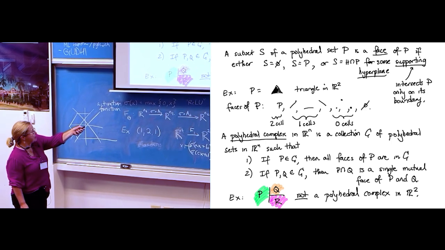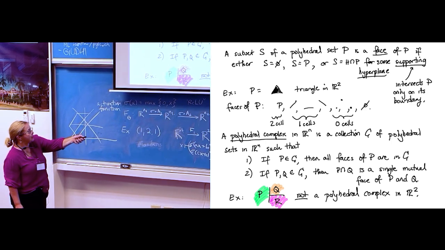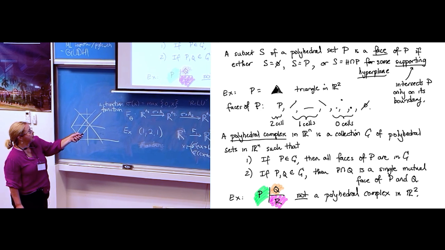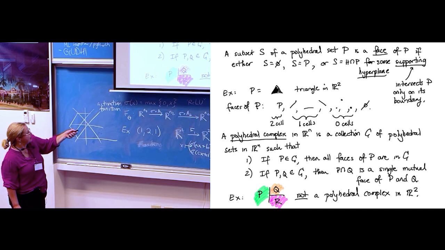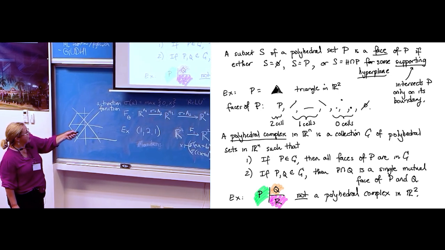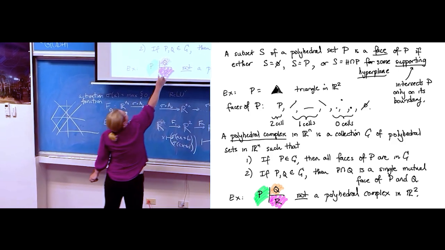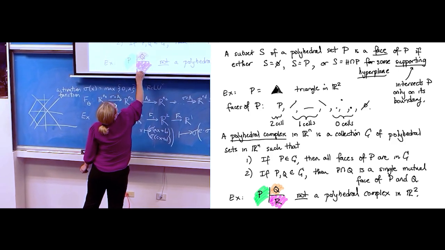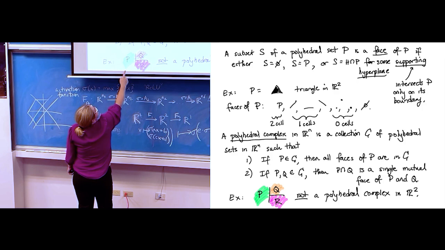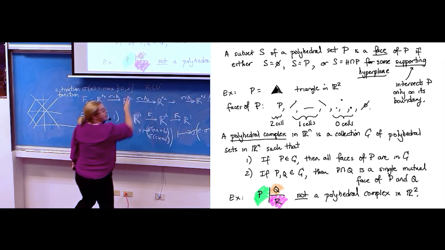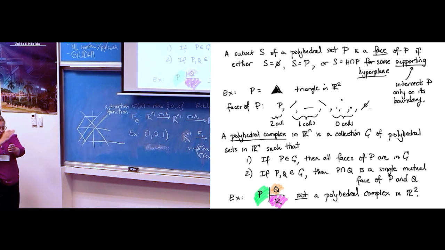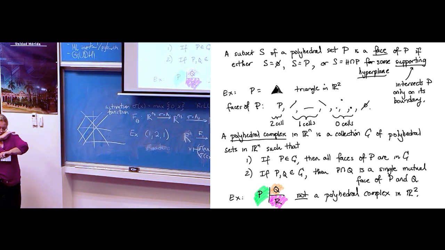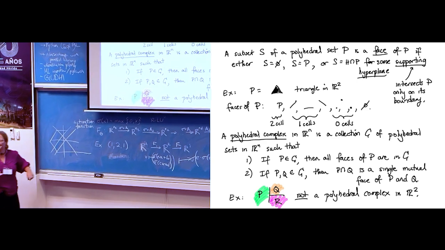So this example right here is not a polyhedral complex, and that's because it violates condition 2 here, right? If I look at the intersection of P and R, the intersection is just this part right here. But that's not a face of P, because the face of P is this whole thing. So that's the distinction: when cells touch, they have to touch along a whole face. They can't touch along part of a face.